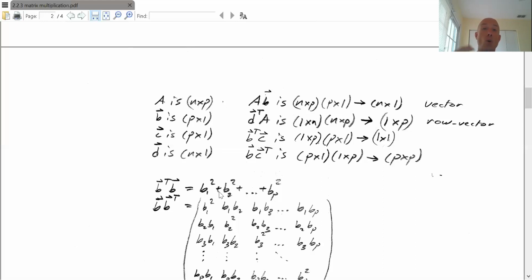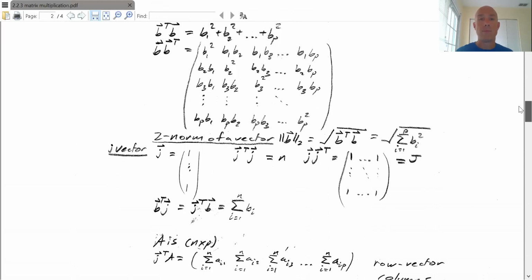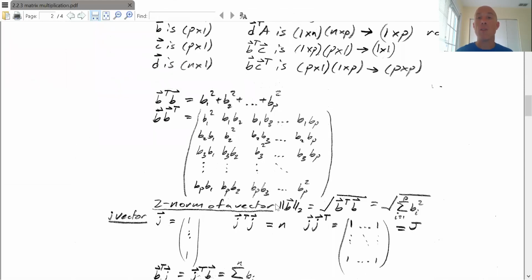Now, if I take a vector and multiply by its transpose on the left, that's going to be the 2 norm squared. It's going to be the square of the entries, and then I add it up. Now, if I take the vector and multiply by the transpose on the right, then I'm going to get a square matrix. The 2 norm of a vector is the Euclidean distance of the tip of the vector to the origin, and that is just the square root of the transpose of the vector times the vector, which is the standard Euclidean formula.